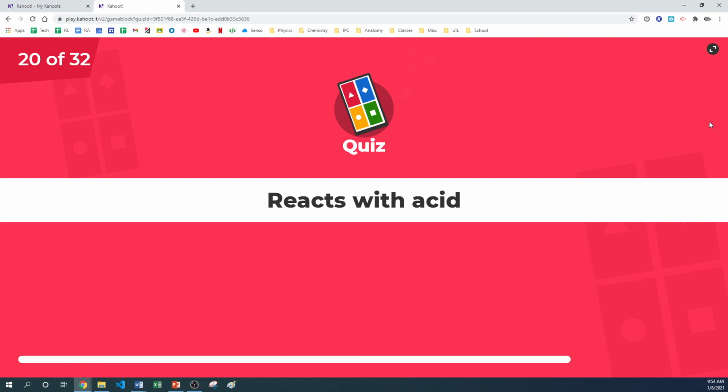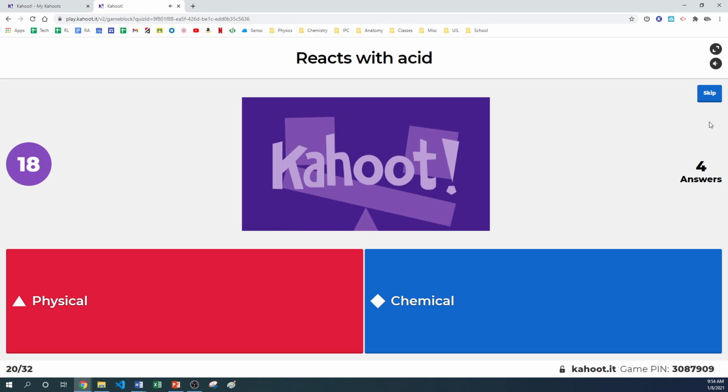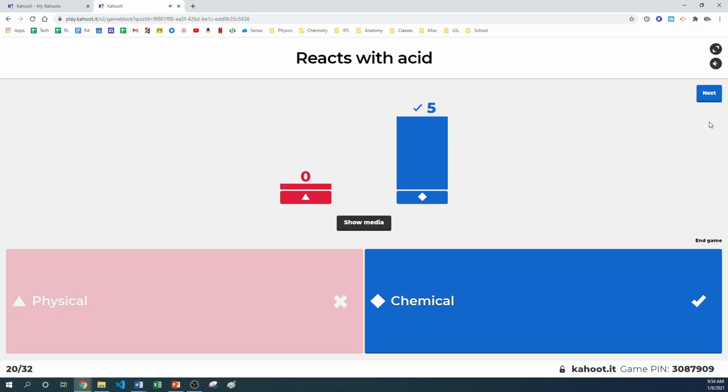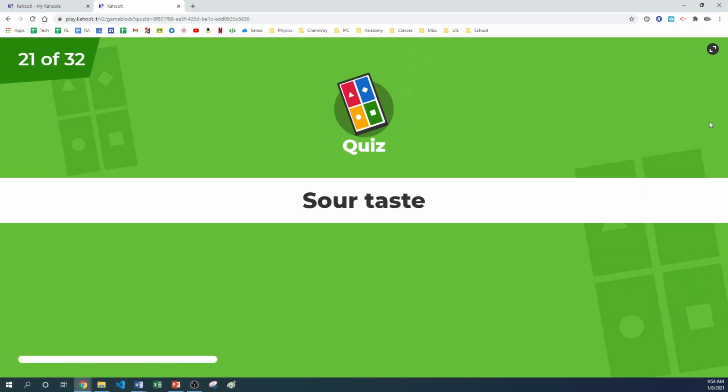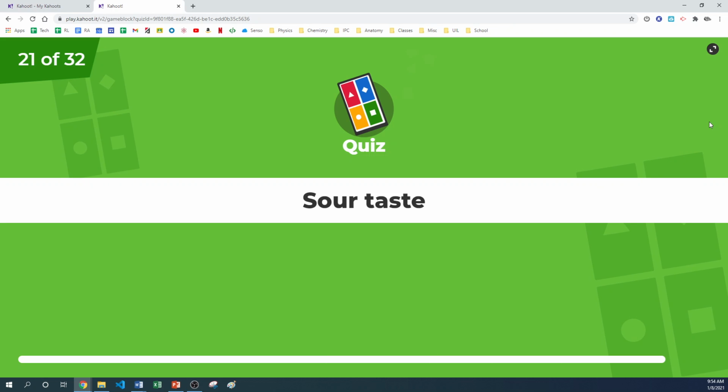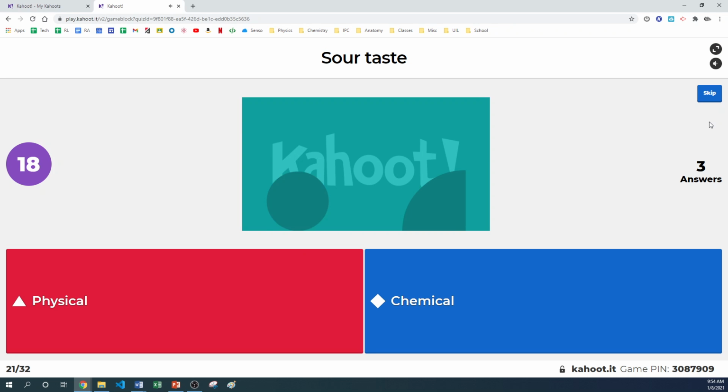Reacts with acid. Oh my god. Anything that has acid or reacts is almost always going to be chemical. Sour taste. Oh, this one is difficult. I'm going with chemical. I want chemical. Every single one changes. I don't know which one this Kahoot is going to use. I took chemical.